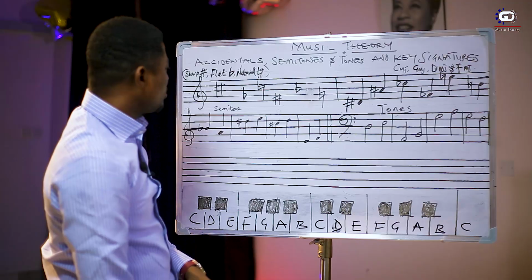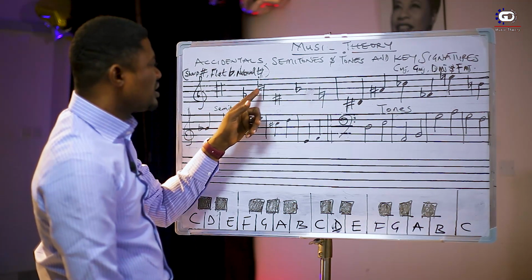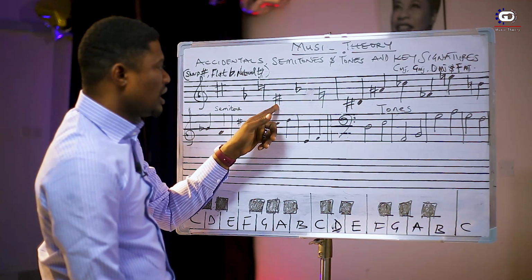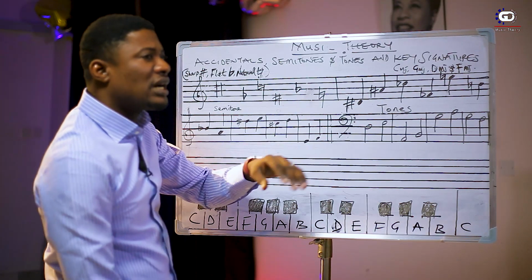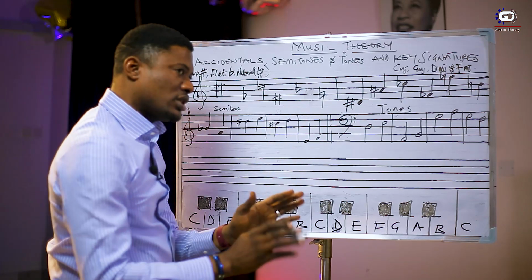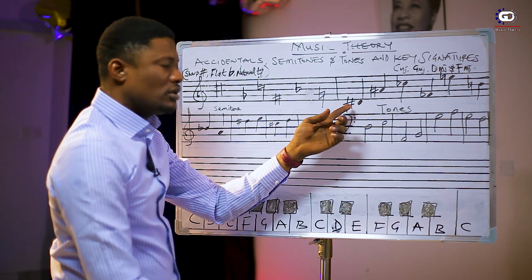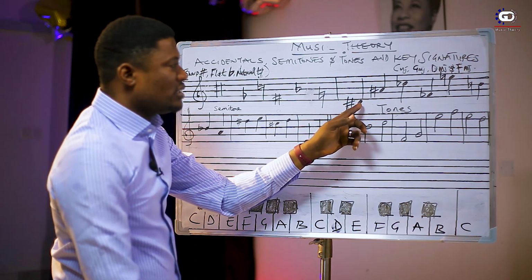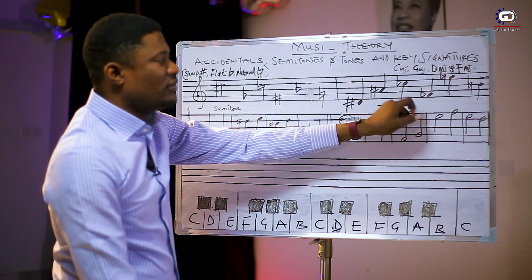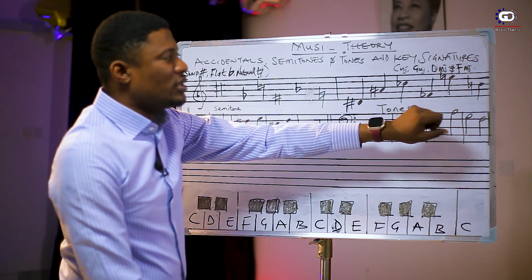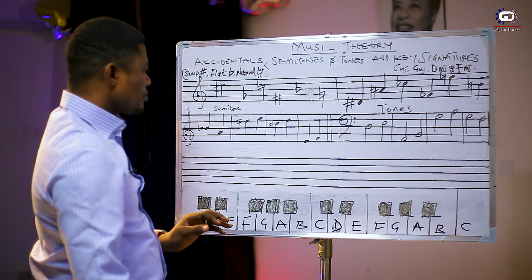For example, I have D sharp here. So this is sharp, this is flat, this is natural sign, this is sharp, this is flat, and this is natural sign. The sharp, flat, and natural can affect any note on the staff. Now here you have the D sharp. This is D sharp, this is A sharp, this is C flat, E natural, and B natural.